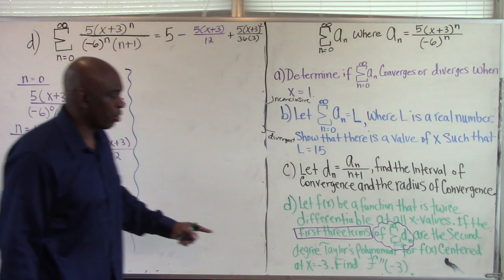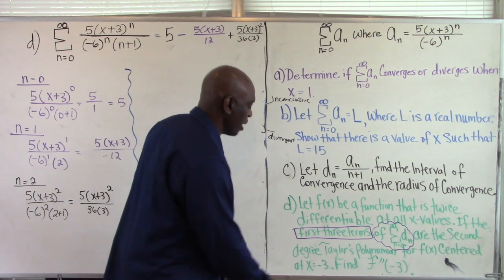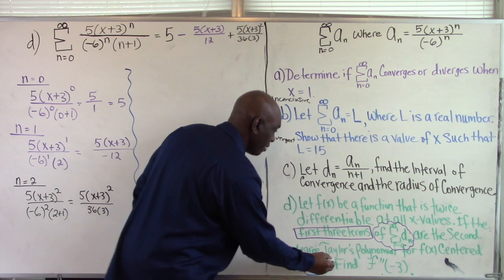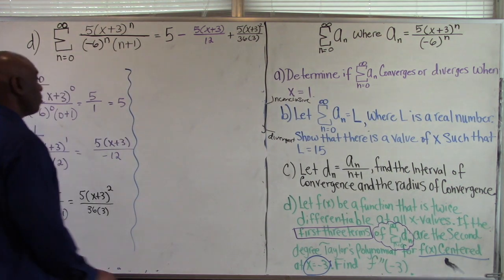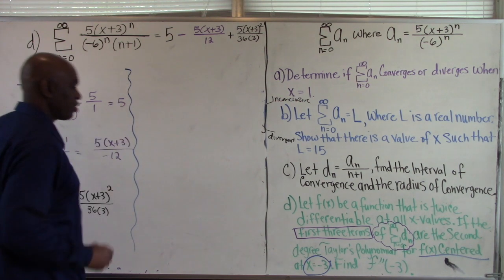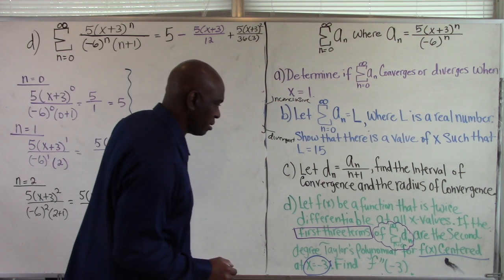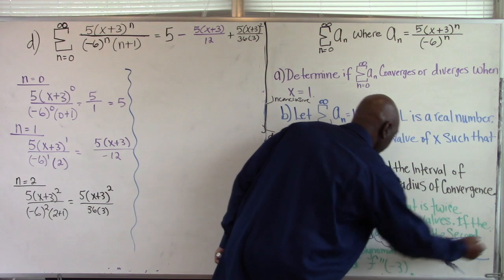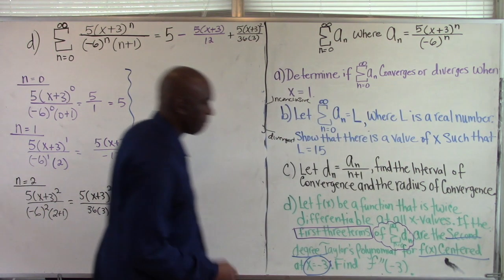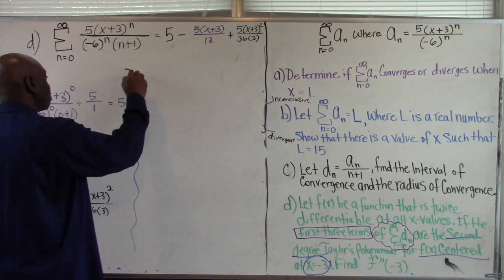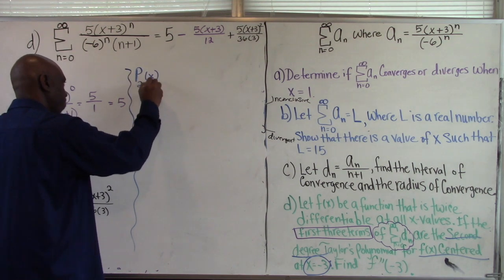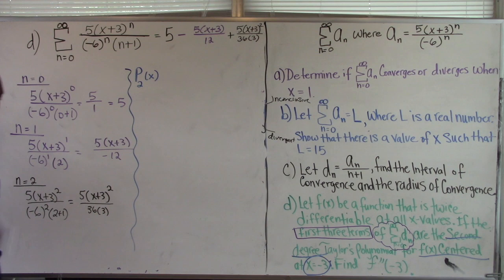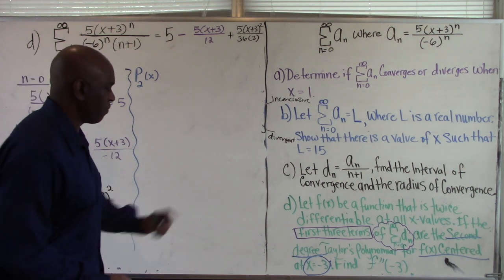Taylor polynomial, and it's centered at what? Negative 3. Centered at negative 3. Taylor's polynomial. All right. And what's the degree on it? It is a second degree. Second degree. Okay, so I want P2 of x. I want a second degree Taylor's polynomial centered at negative 3.